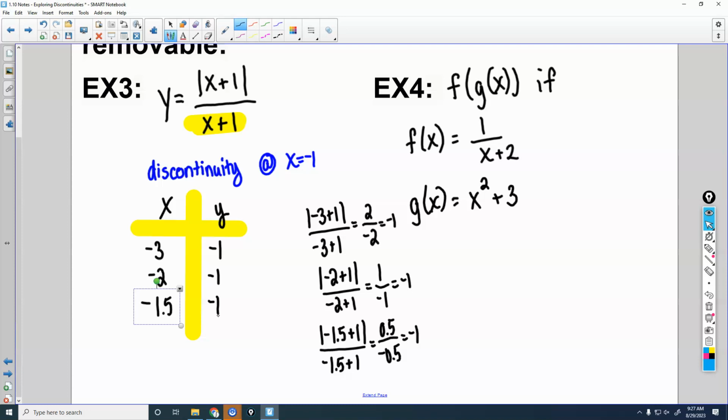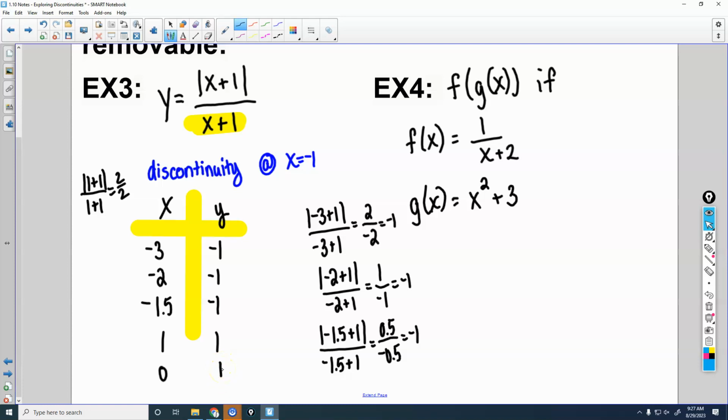What's going to happen if I plug in numbers bigger, right? So let's say I plug in a +1. Let's start with 1. So if I plug in 1, I would have the absolute value of 1 plus 1 over 1 plus 1. I get 2 over 2. So I would get a +1. What about if I plug in 0? What would I get then? 1 over 1, still +1, right?